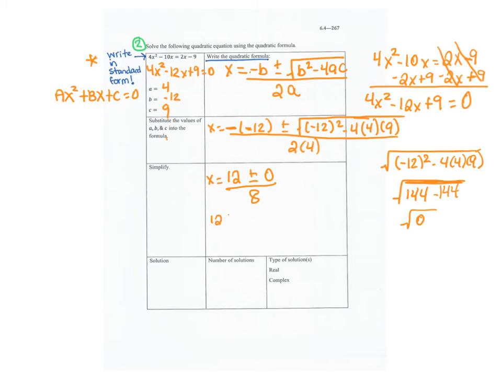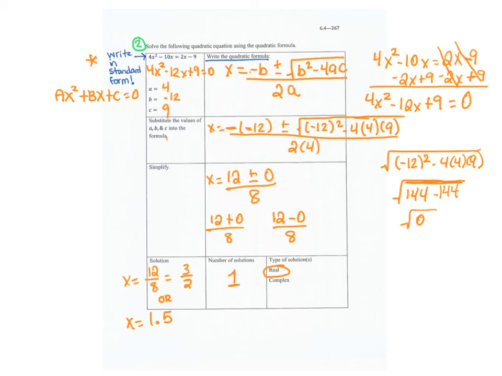Well, if I said 12 plus 0 divided by 8, and if I said 12 minus 0 divided by 8, am I going to end up with the same answer? Yes. So in this case, I have one solution, and that one solution is real. It's part of the real number system, and I can write it as a fraction. 12 over 8 simplifies to 3 over 2, or I could write it as a decimal.